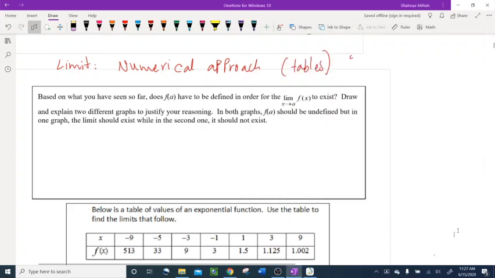Hi everybody. Today we are working on limits, the numerical approach, which means we're going to have some tables. Just to really quickly review something from previous videos that we did for the graphical approach to limits.